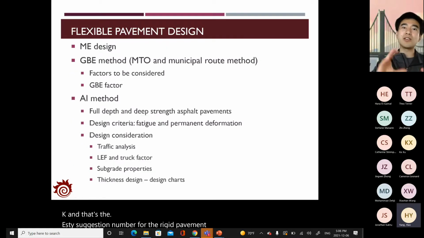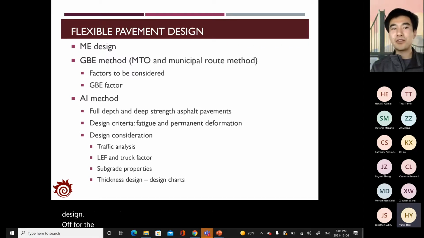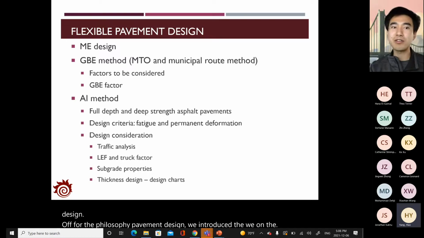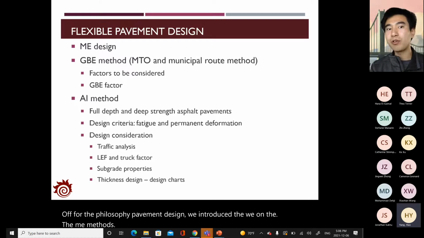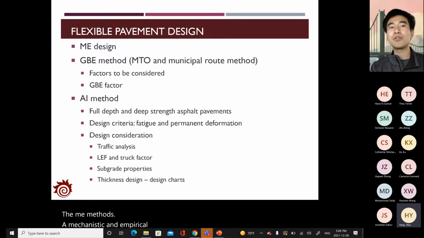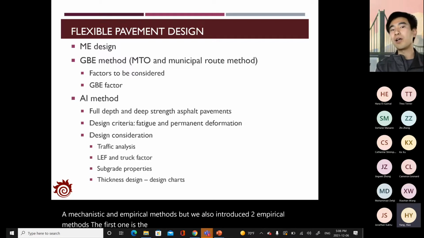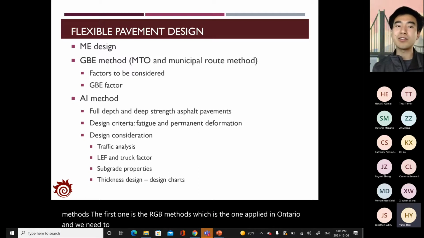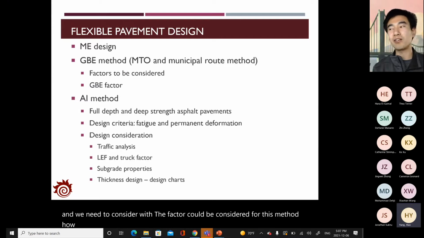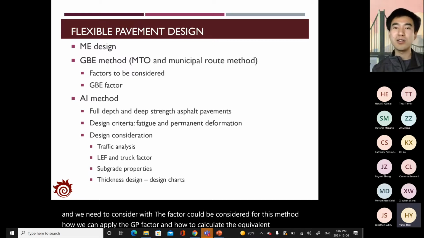And regarding the pavement design, for the flexible pavement design, we actually focus on the ME method, mechanistic-empirical methods, but we also introduced two empirical methods. The first one is the GBE method, which is the one applied in Ontario. We need to consider what factors could be considered for this method, how we can apply the GBE factor, and how to calculate the equivalent thickness of the pavement.